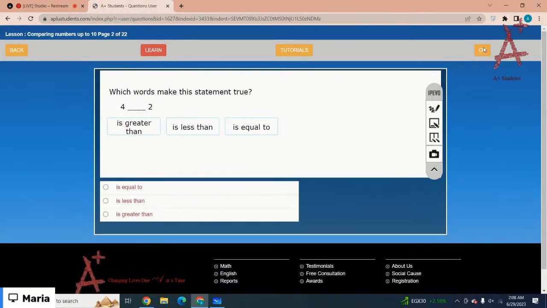Okay, which word makes the statement true? 4 and 2. So 4 is greater than 2, less than 2, equal to 2. Which is the correct option? When counting, 4 is after the 2. Got it? So that means 4 is greater than 2. The correct option is greater than: 4 is greater than 2.